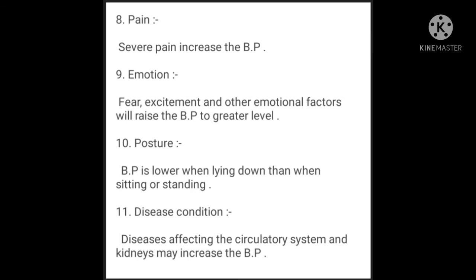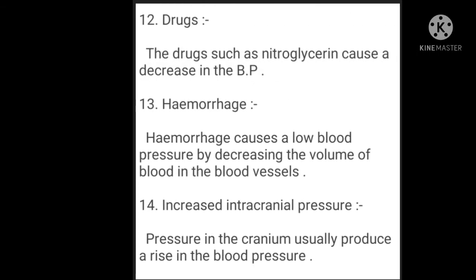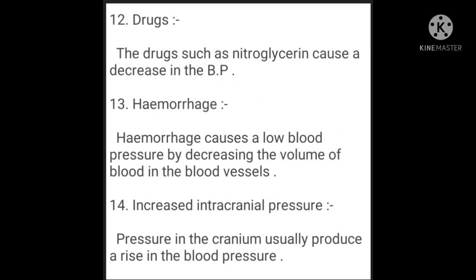Disease condition. Diseases affecting the circulatory system and kidneys may increase the blood pressure. Next, drugs. Drugs such as nitroglycerin cause a decrease in the blood pressure. Hemorrhage. Hemorrhage causes a low blood pressure by decreasing the volume of blood in the blood vessels. Increased intracranial pressure. Pressure in the cranium usually produces a rise in the blood pressure.